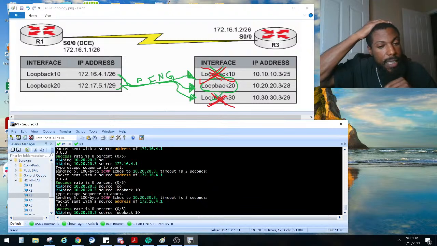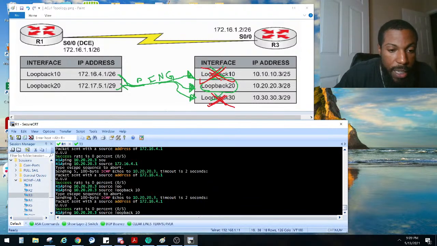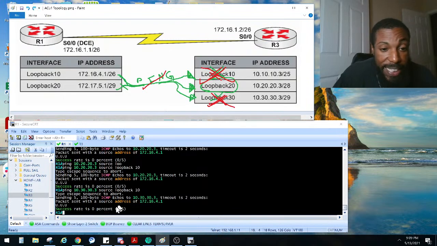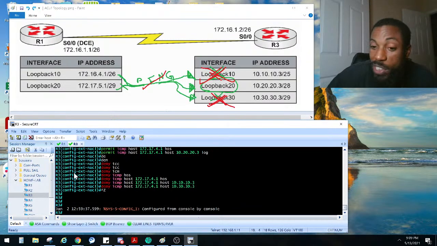Deny, allow. I gotta look at that again. So 10.10.10.3, 10.20.20.3, 10.30.30.3. Let's see. It looked like they were all getting blocked this time. They're all getting blocked right now. So that's not good either. This ACL is all messed up. We got some bonus troubleshooting.